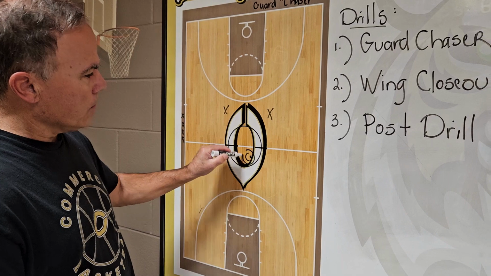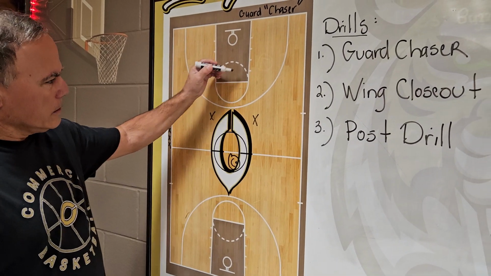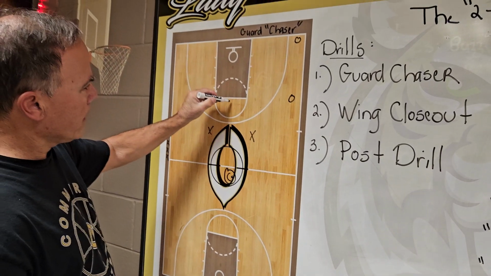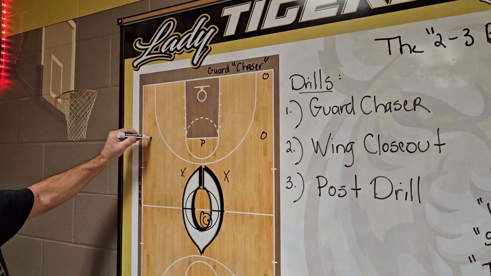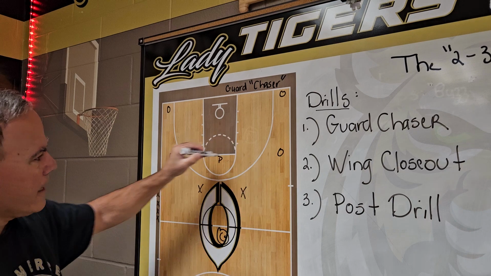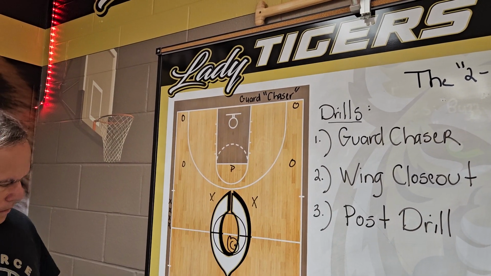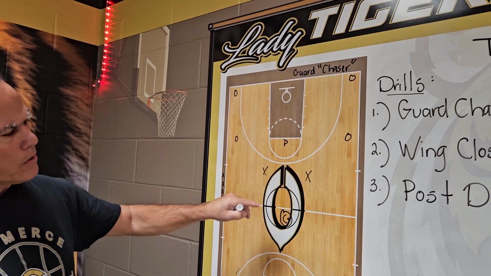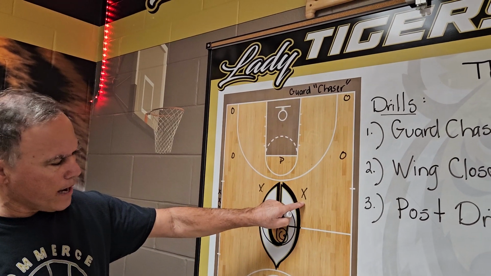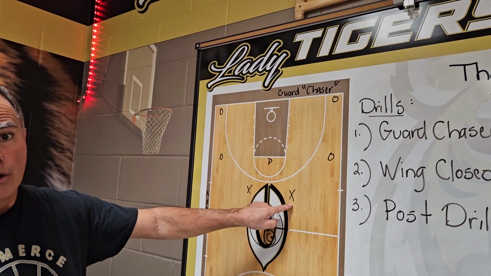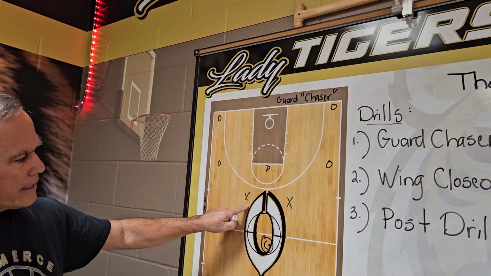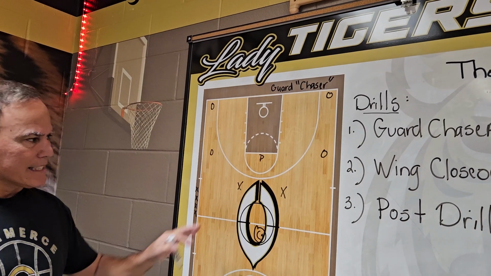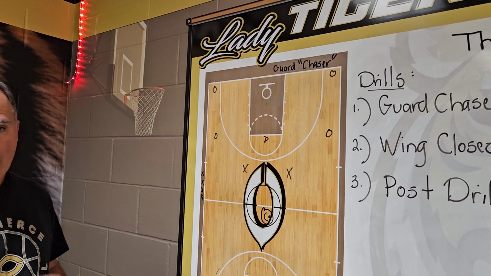We have a player here, a player here, and a player at the high post, plus corner and wings. You have to know which players are going to be in which spots. Obviously, this player right here needs to be your taller chaser guard. This player needs to be your stealer, your quicker guard. You have to really practice that and make sure they're running it correctly in the drill.